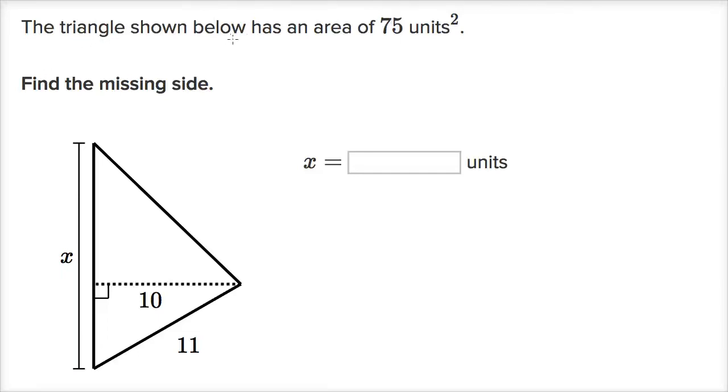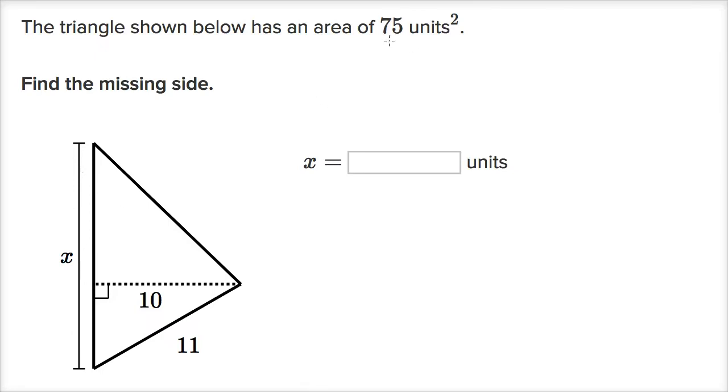The triangle shown below has an area of 75 square units. Find the missing side. So pause the video and see if you can find the length of this missing side. All right, now let's work through this together.